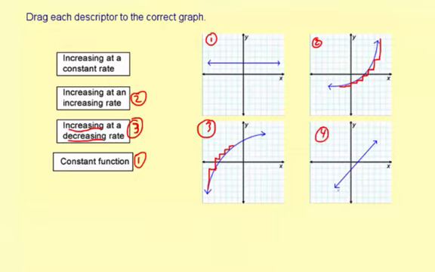Graph number 4. This one looks like a linear function. Let me show you the rate of change for this one. So this one is quite constant rate of change. And you can see for each time you move over to the right, you're moving up the same amount. And that's what a linear function is all about, is a constant rate of change. So this one, number 4, has increasing at a constant rate.